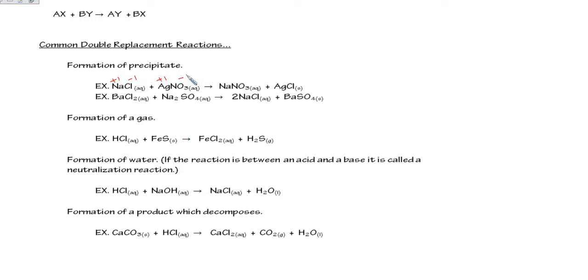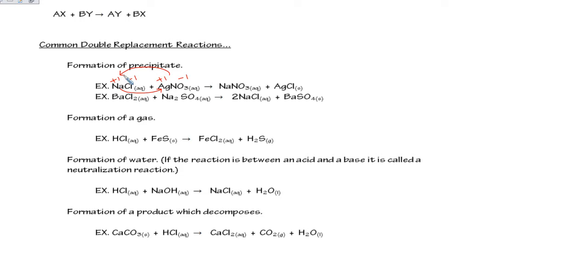+1, -1. If I'm going to form new products, it has to be a positive-negative ion combination. So if I switch like silver and sodium, then I should get appropriate products. Sodium with nitrate, silver with chloride. And again, I always have to double check those charges. Not this one, they're all +1, -1, so it's fine as is.